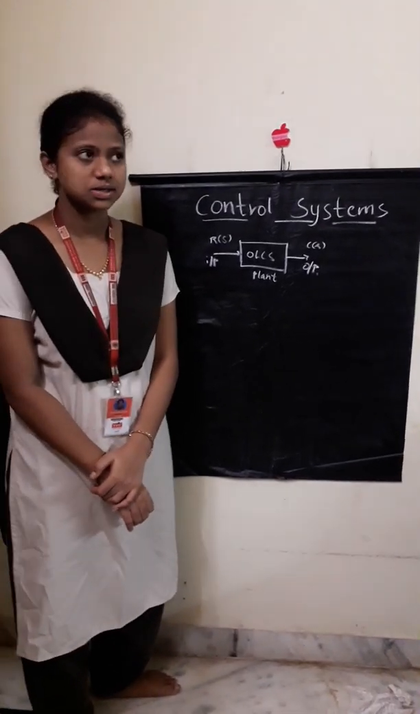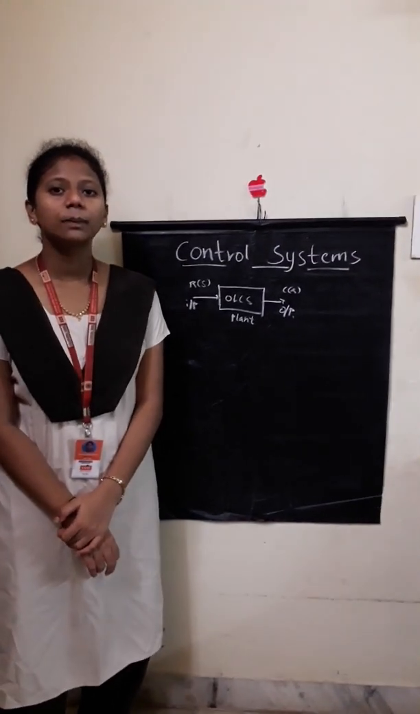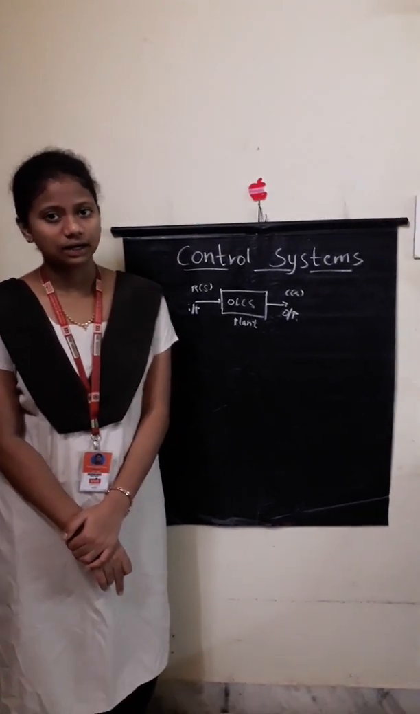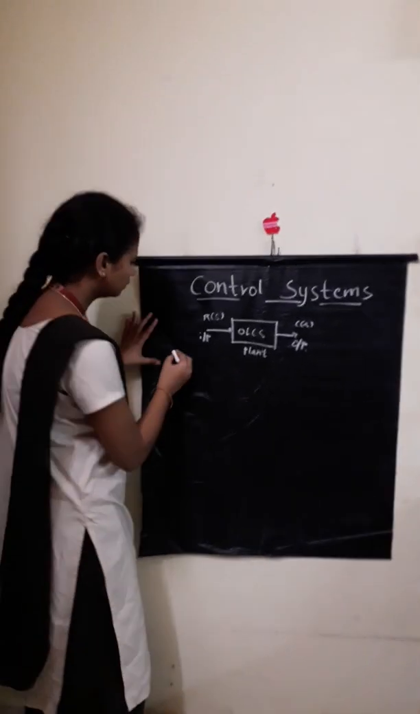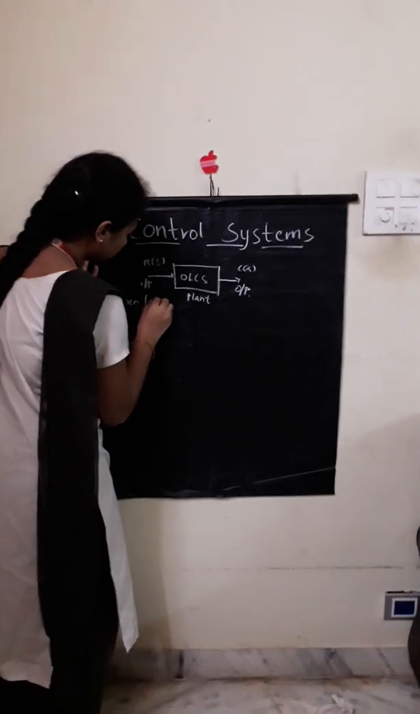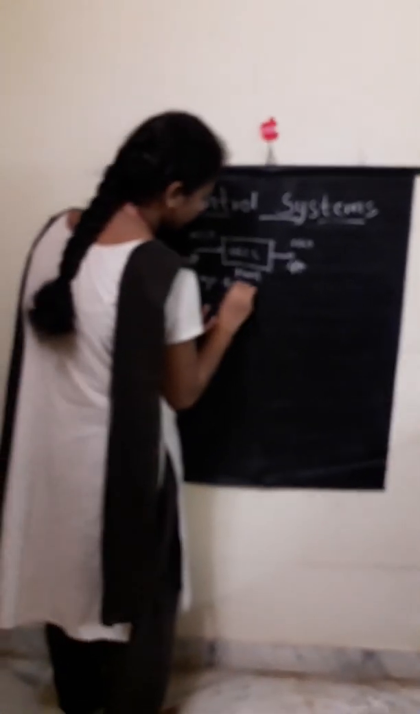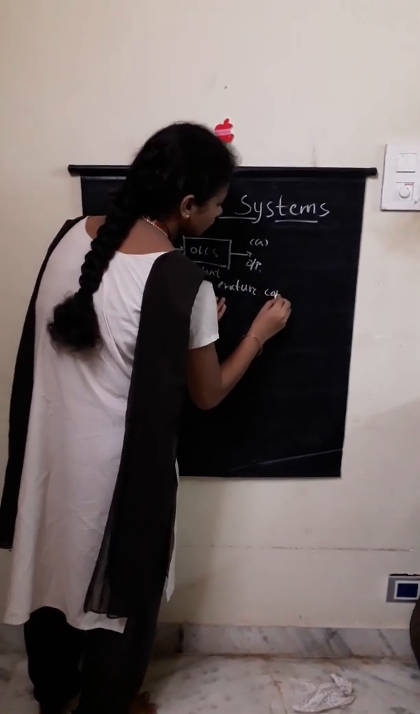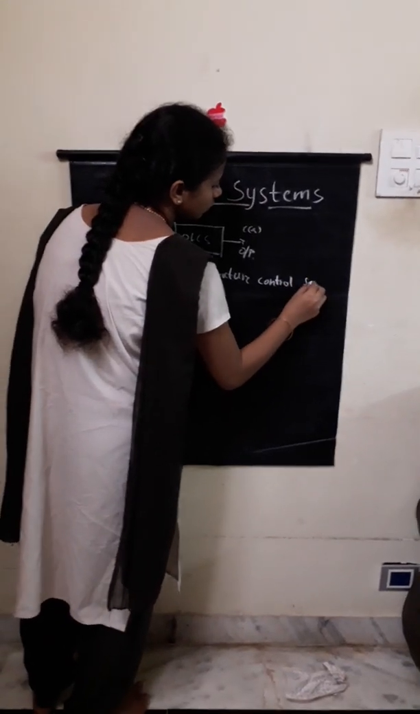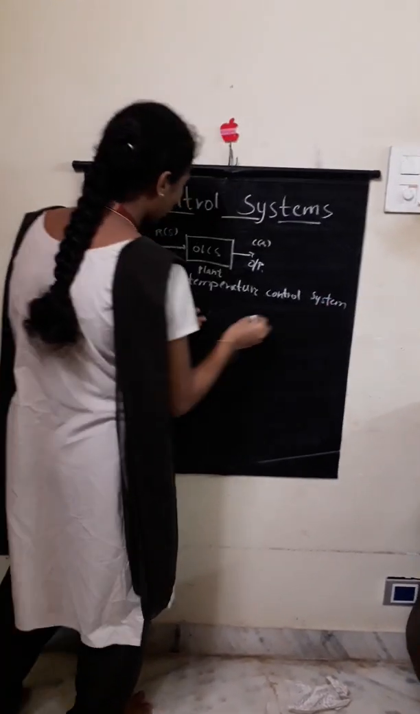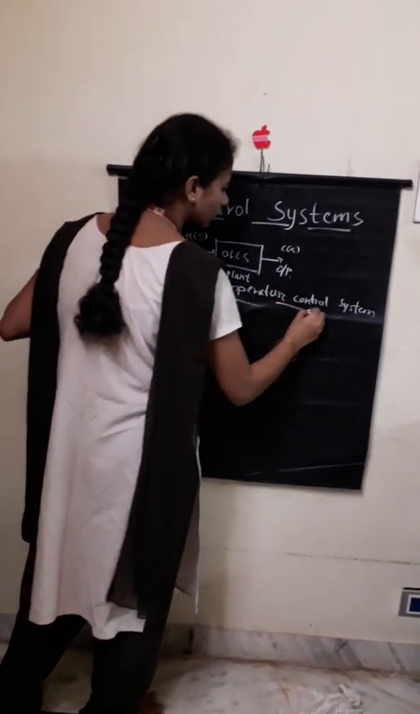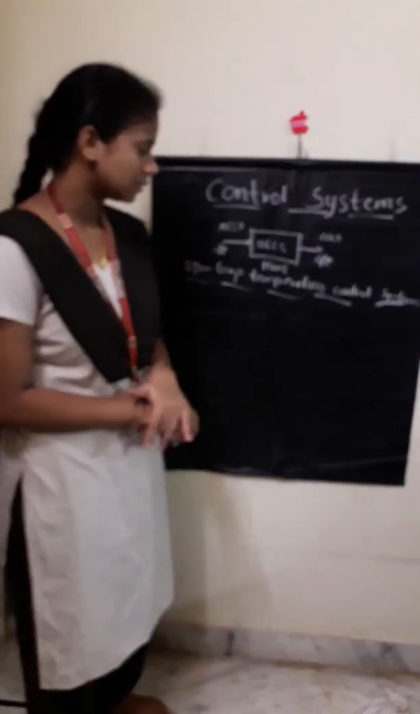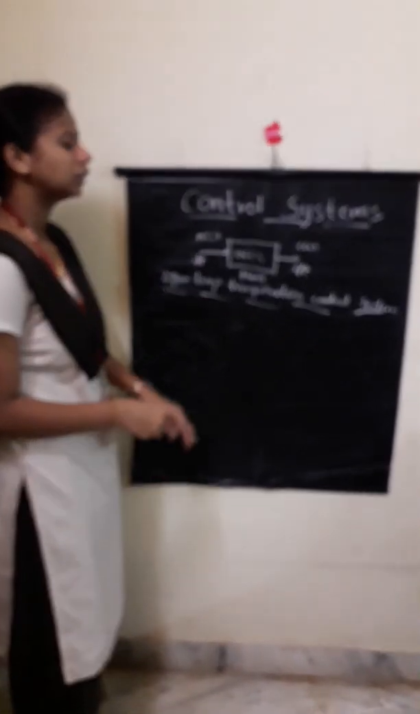Now, examples of open loop control systems. We have three examples. The first one is the open loop temperature control system, then traffic lights and the fan regulator. Coming to the open loop temperature control system, it will not be affected by any outer noises. The block diagram of this open loop temperature control system is as follows.